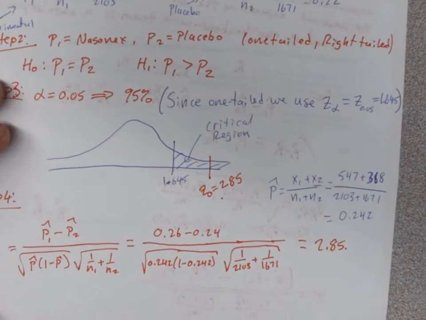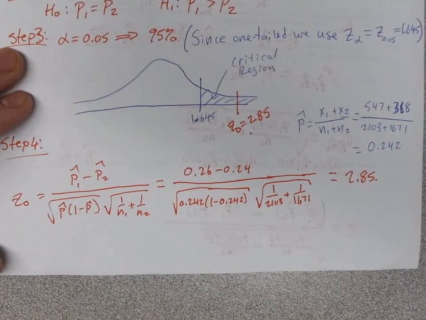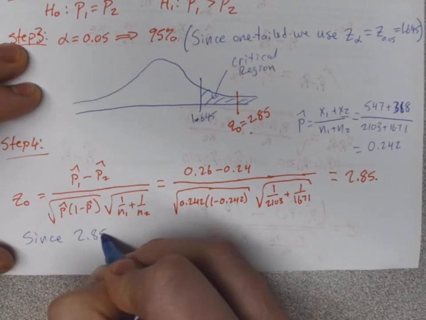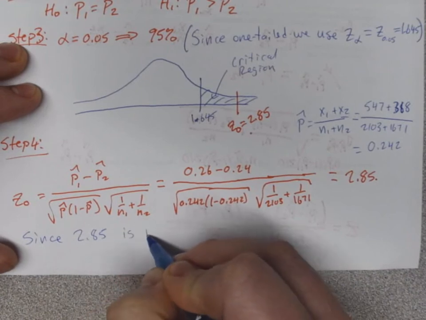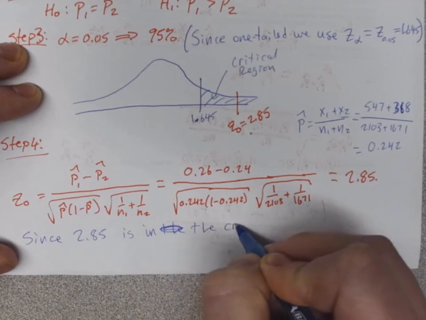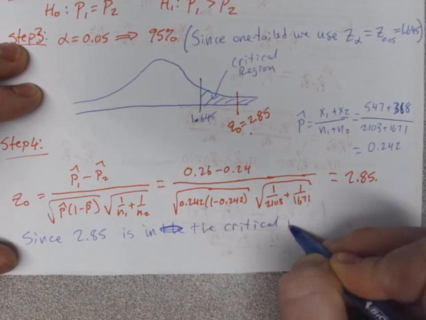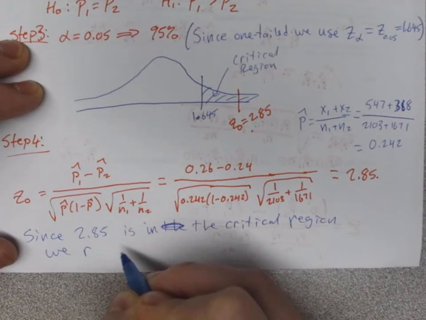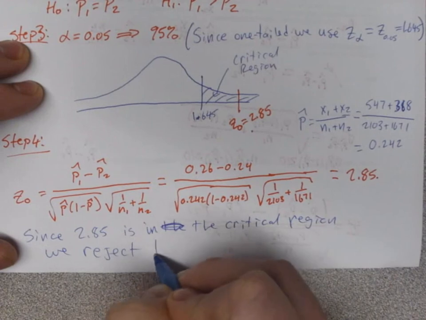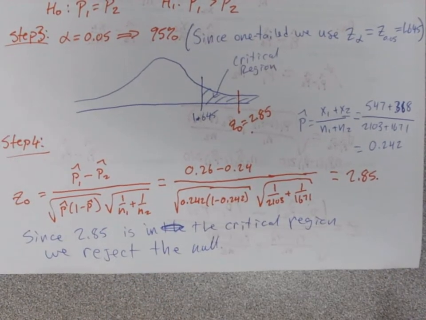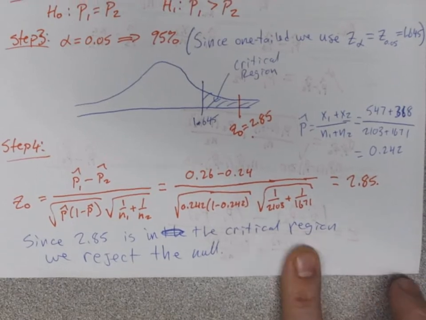And does that lie within our critical region? Yes, it does. So we can say since 2.85 is in the critical region, we reject the null. Okay, so very similar to what we've already done. We just added an extra sample on here.